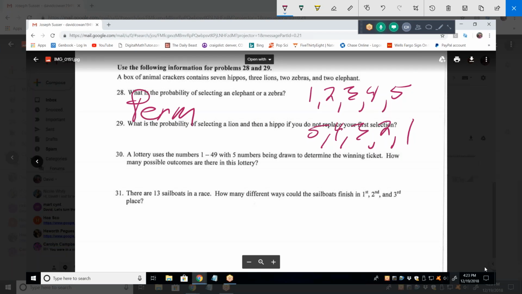If order doesn't matter, in other words, if that was the winning ticket or any ticket that had the numbers 1 through 5 in any order, that'd be a combination problem. But this is a permutation problem. Remember, the biggest difference is if order matters, it's permutation. If order doesn't matter, it's combination.